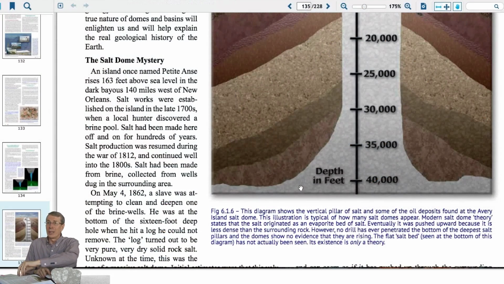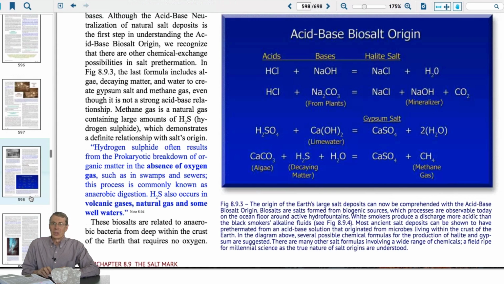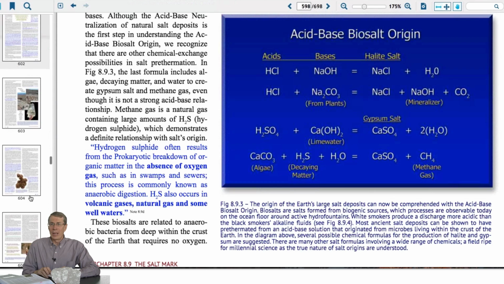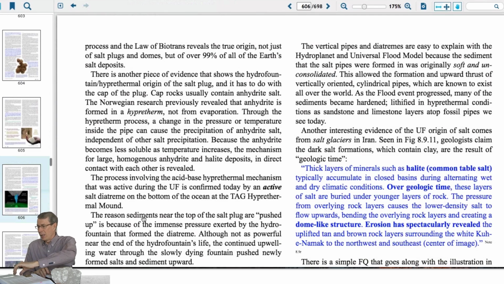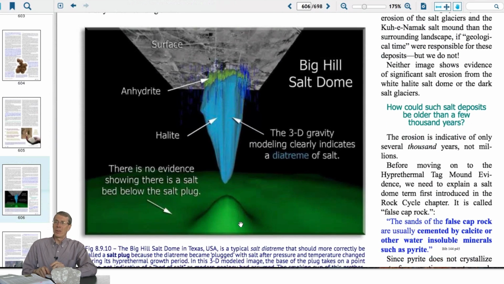Let's go back here and look at a salt dome again in this particular chapter 8, and we're going to pop down here to page 606. So this is chapter 8 again, and this is the Big Hill Salt Dome. Instead of the salt being flat on the bottom like that other diagram, what you see is actually a diatreme. This comes down to a point, and this is very important.